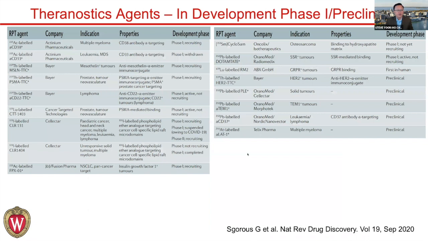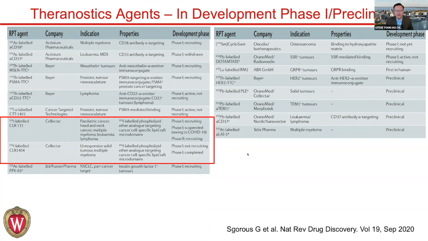And when you take a look at the agents that are in development, this slide is just meant to show a number and variety of agents in different phases of clinical development, and just to highlight CLR-131, which is an agent developed here at UW-Madison by Jamie Weichert and his group, that has been used in a variety of solid tumors and multiple myeloma that are in clinical trials currently. And he has a newer, second generation agent, which is very exciting and in clinical translation right now.